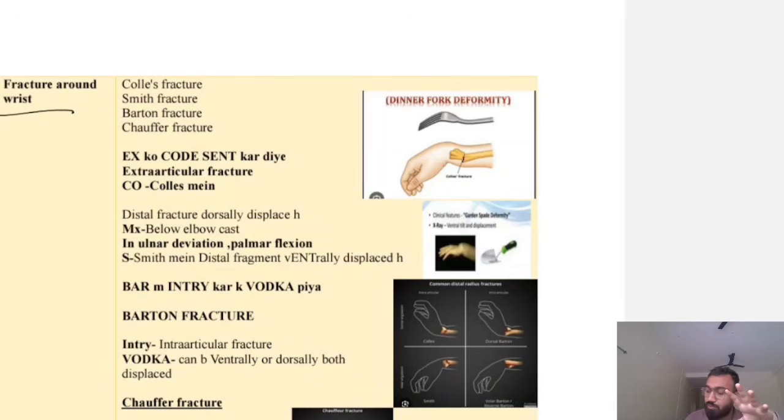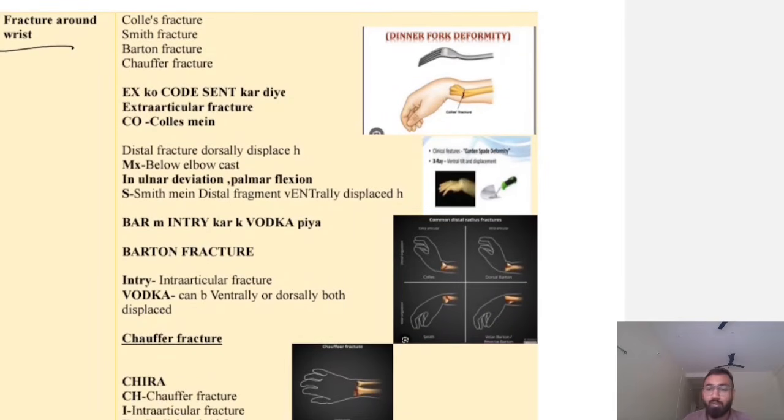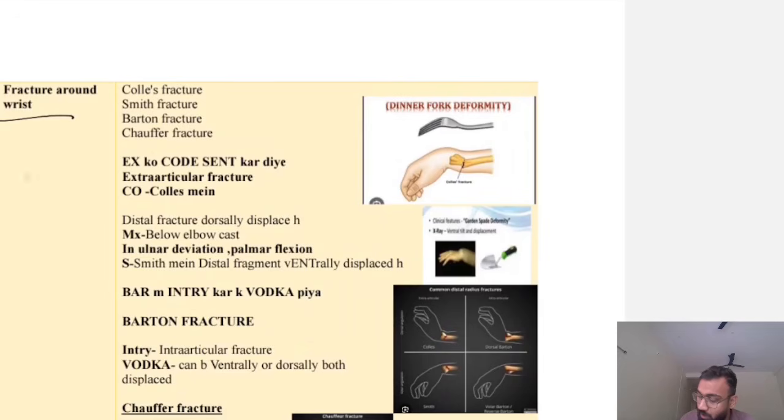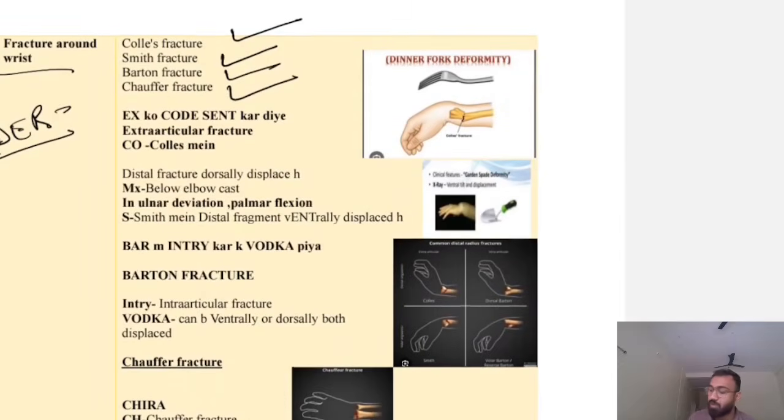Let's move forward to fractures around the wrist. There are 4 types of fracture around the distal radius: Colles fracture, Smith fracture, Barton fracture and Chauffeur fracture. Now what is Colles fracture? Colles fracture is the X code, the extra-articular code. What does that mean? X is for extra-articular fracture, and extra-articular is for Colles.